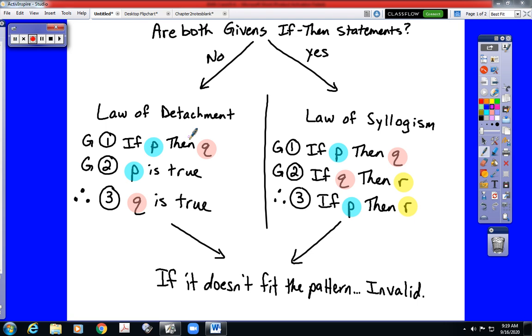It all comes down to the givens. The first two of the three statements in the argument are givens. If those givens are both conditional statements, then we will be checking the law of syllogism. If they are not, if only the first one is an if-then statement and the second one is not, we can check the law of detachment. Either way, it has to match that pattern shown in the flowchart exactly. And if it doesn't, it is an invalid argument.